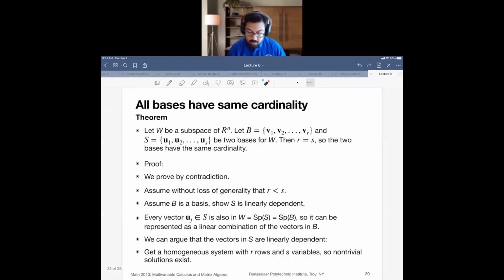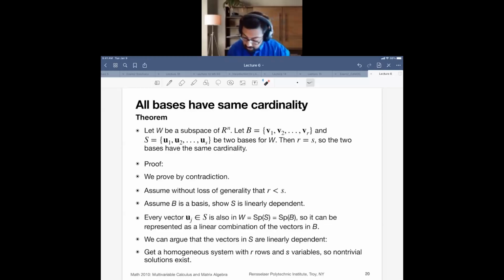All right. So all bases have to have the same cardinality. The number of vectors in the basis has to be the same for a given subspace. So no matter how many bases you have, like we had 3, what if you have more bases than that? No matter how many bases you have for a given subspace, you need to have the same cardinality, the same unique dimension. Again, we'll try to prove this by contradiction.